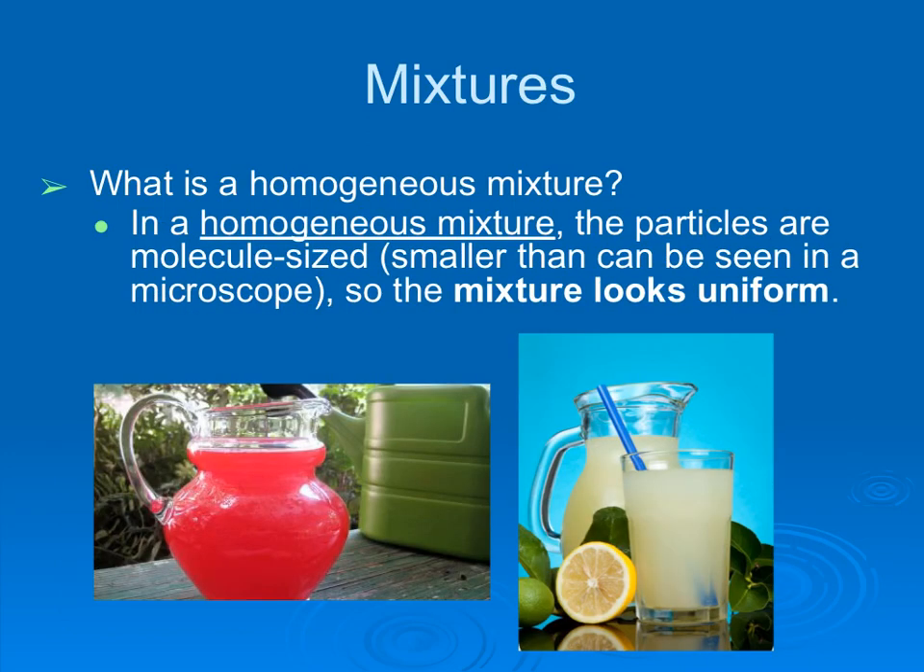So let's compare that to a homogeneous mixture. Homo means same, so it's going to look the same all the way throughout. In this case, the particles are super small. They're molecule size. We can't even see them with a microscope. They're so small. And so in this case, here's our Kool-Aid, or in this case lemonade. It looks uniform. It looks the same all the way throughout.